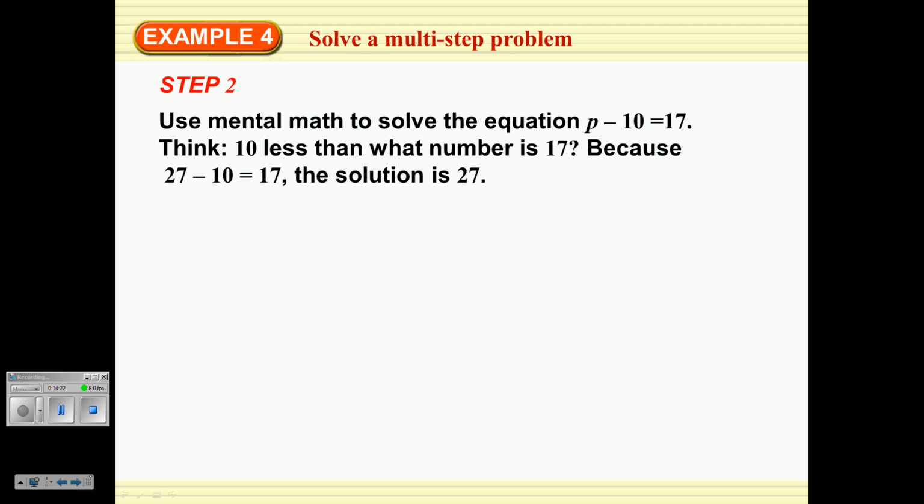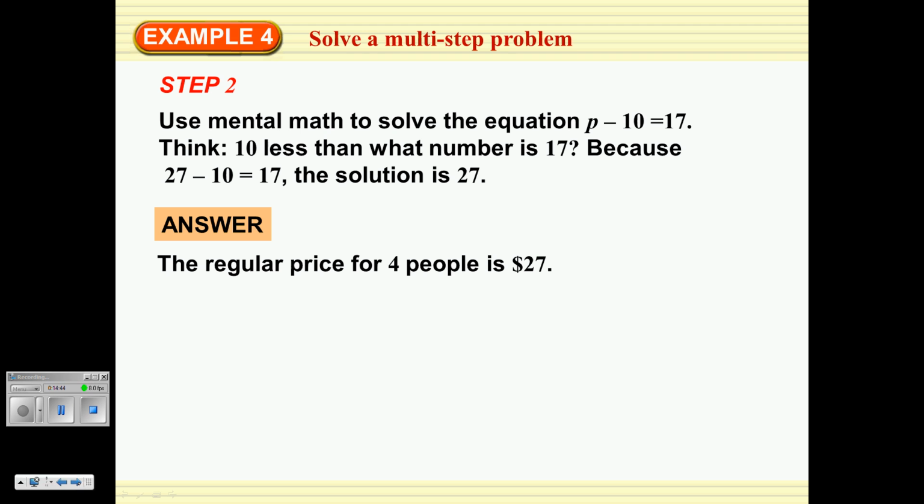So we're going to use mental math because we should be able to know what minus 10 gives us 17. We should not need a calculator for that. And if you do, you might rethink the algebra class. Just saying. Okay, so you think 10 less than what number is 17? So obviously we know the original price is $27 for 4 people. Okay, so the regular price, $27.